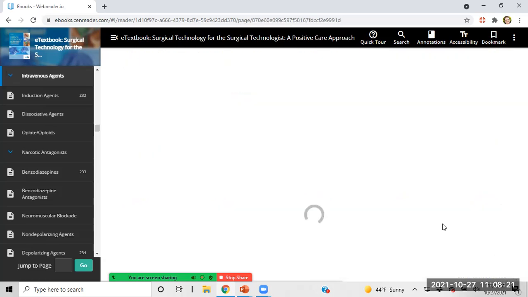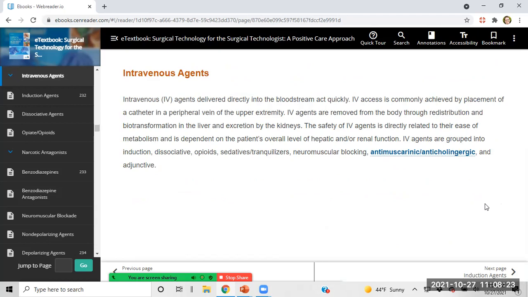And then there's a ton of those, as we saw in that table, that are the IV agents. Of course, a lot of those are going to be dependent on what we talked about in the beginning: what their indications are, what their dose is, and how they're acting. And so that's really important.